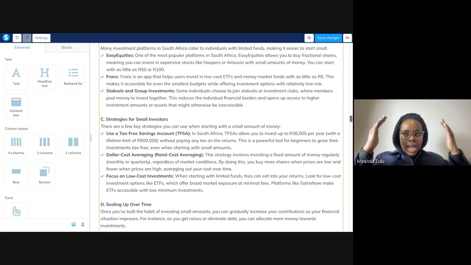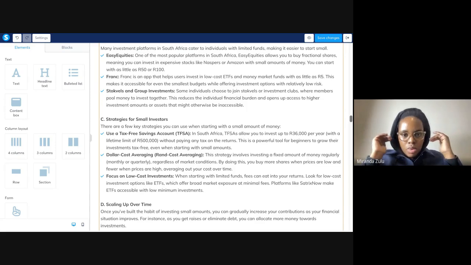And so my strategy, or the way in which I invest, starts at the tax-free savings account: max out my tax-free savings account by buying ETFs. So invest 36,000 Rand a year in my tax-free savings account. I don't look, I don't see, I don't think about anything else until I've achieved this, or until this is my plan.